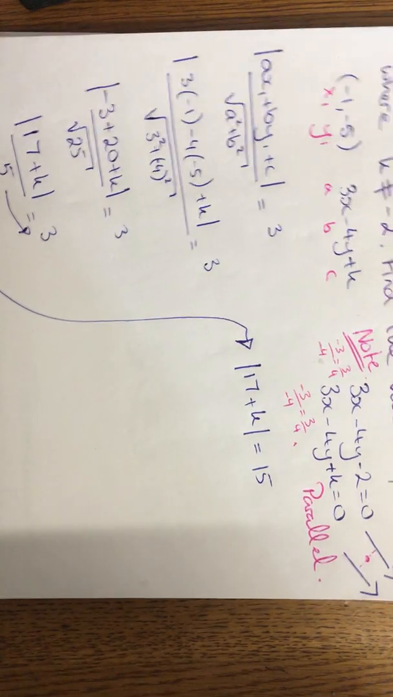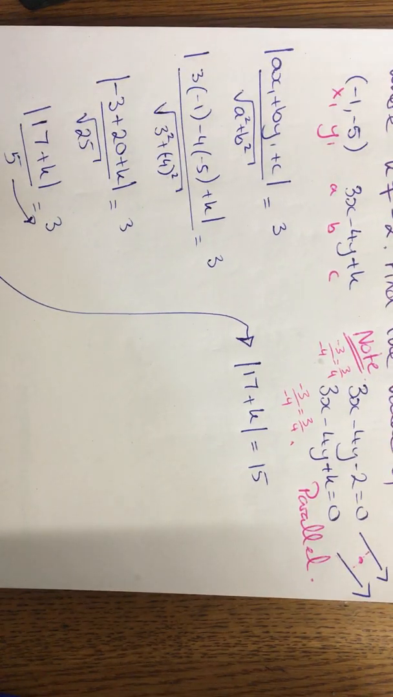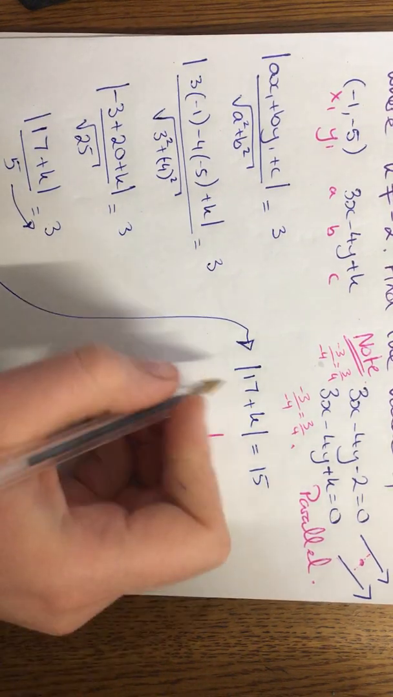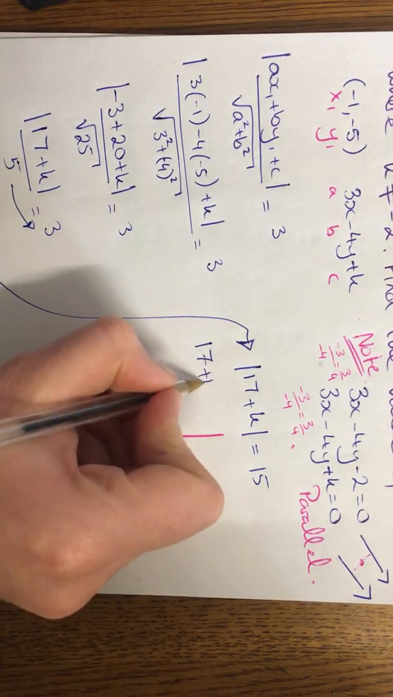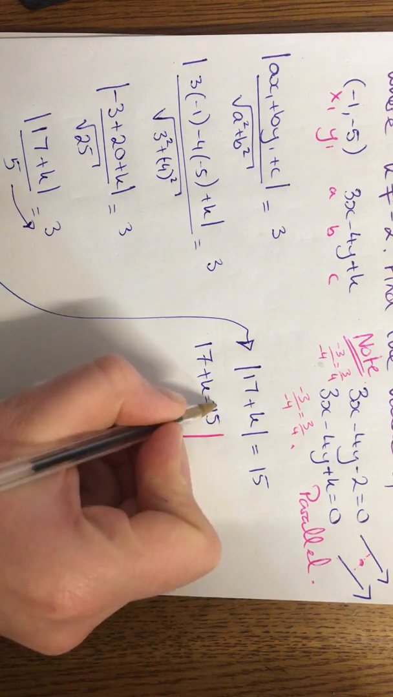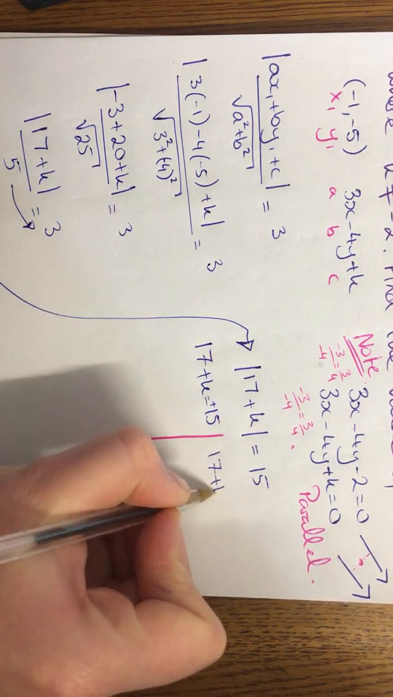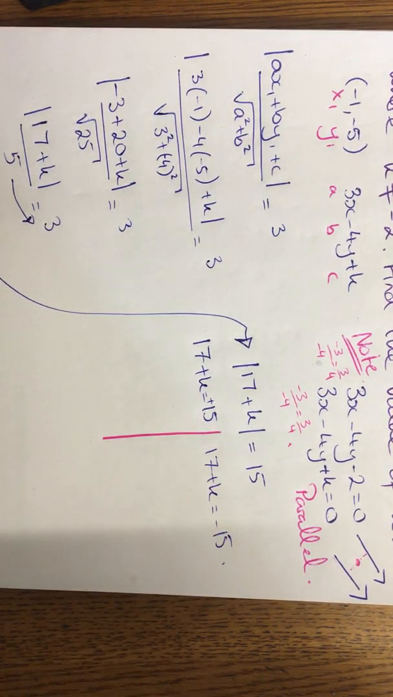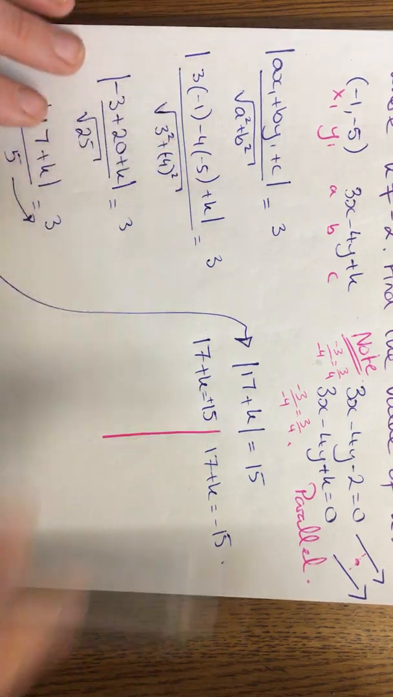So remember we said modulus is we take the positive, but you have two options. It could be the plus answer or the minus answer. So it could be 17 plus k is equal to 15, or 17 plus k is equal to minus 15. Okay, because modulus is distance. It means we take the positive even if we get a negative answer. So to the left it's negative, to the right it's positive.